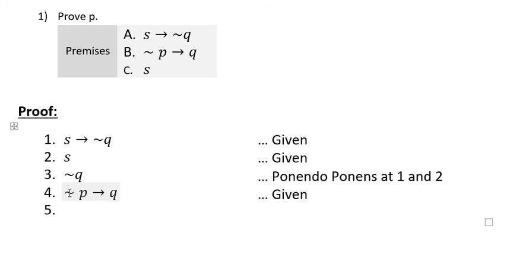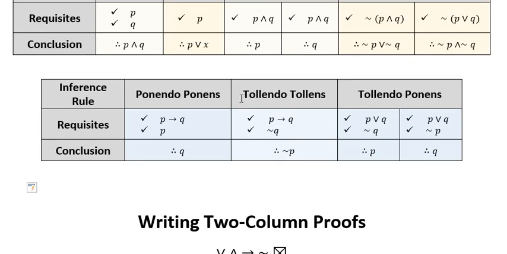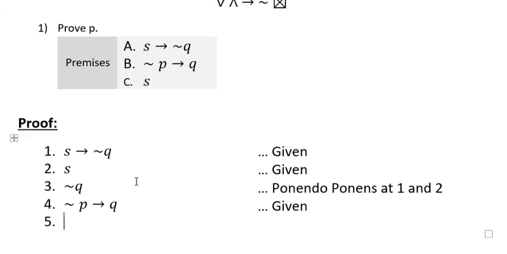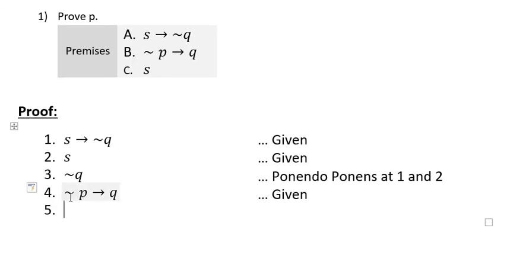Now if you focus in here, I have a conditional and I have the opposite of the second part, right? Yes? If you notice, on tollendo tollens, you have a conditional and the opposite of the second part. What happens when you have the opposite of the second part? You're gonna copy the opposite of the first part. The first part is negation of P. What will be the opposite of negation of P? Normal P. Normal P is the opposite of negation of P.